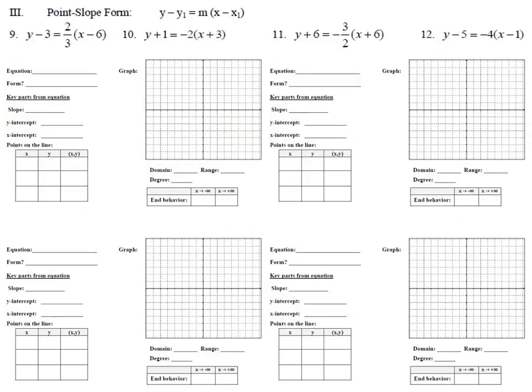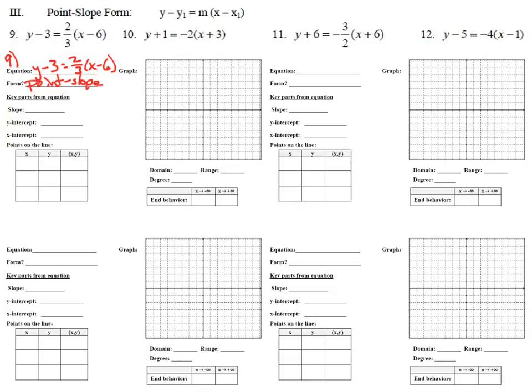Now let's look at point slope form. And this is where we're in the form of y minus y1 equals m times x minus x1. So looking at number 9. We're in the form of y minus 3 equals 2/3 times x minus 6. And our point slope form.